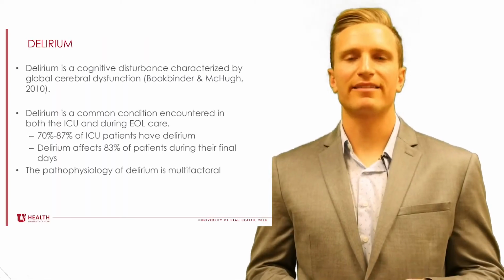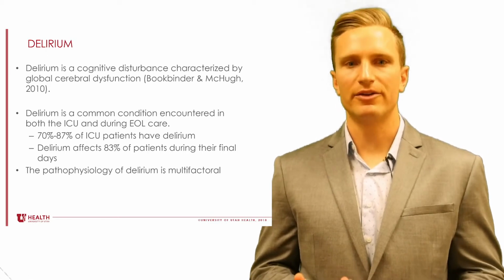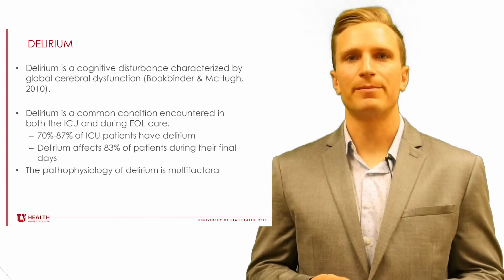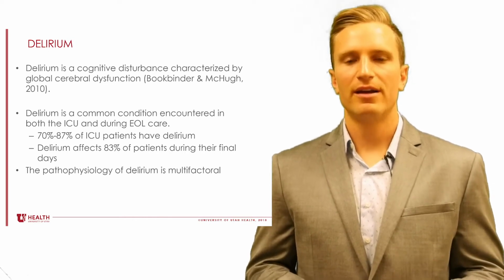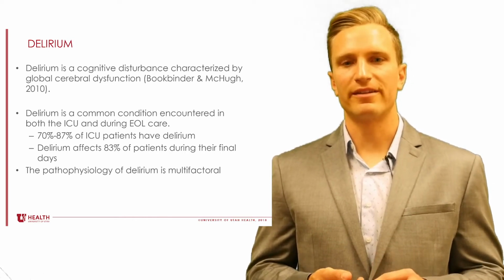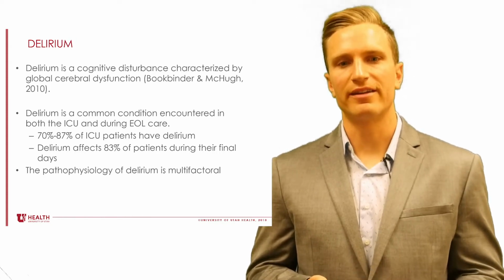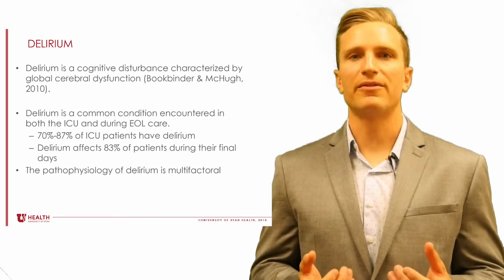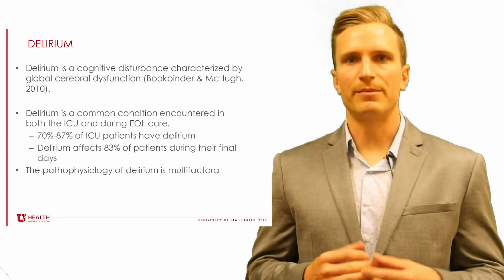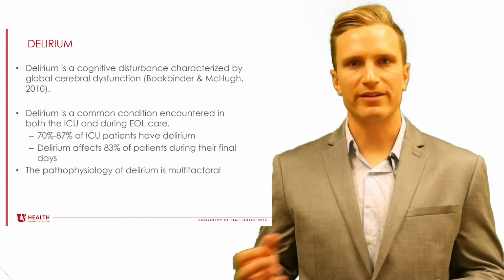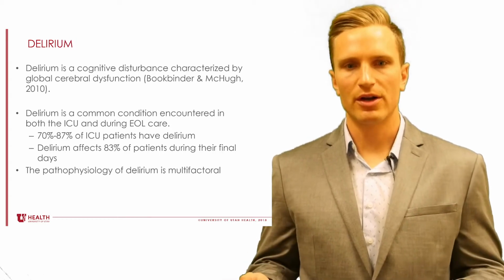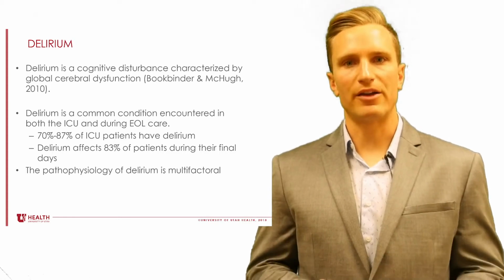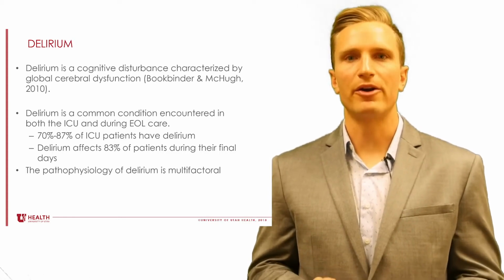All right, the next sign and symptom I'm going to talk about is delirium. So delirium is a cognitive disturbance that's characterized by global cerebral dysfunction. This often includes disturbances in attention, level of consciousness, and basic cognitive function. Delirium at the end of life is often confused with dementia. Dementia is more of a progressive decline and is a chronic disorder, whereas delirium is an acute disorder. This is often accompanied with agitation, hallucinations, and paranoia.